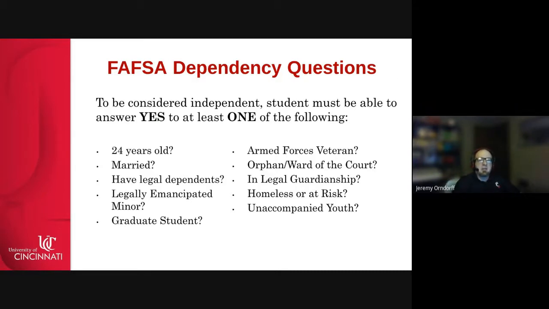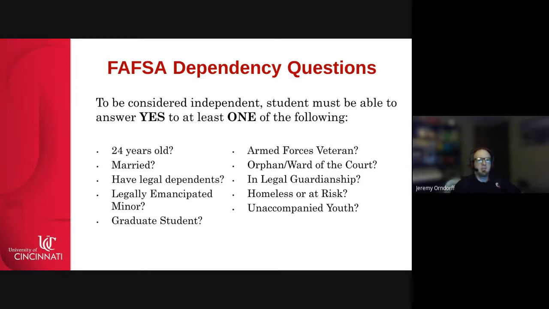So FAFSA considers people either to be dependent, meaning they need parent information, or independent, meaning it's just the student or student spouse information if the student's married. To be eligible for being an independent student, you have to be able to answer yes to one of these questions. It ultimately goes off of date of birth, but in essence, 24 years of age or older.